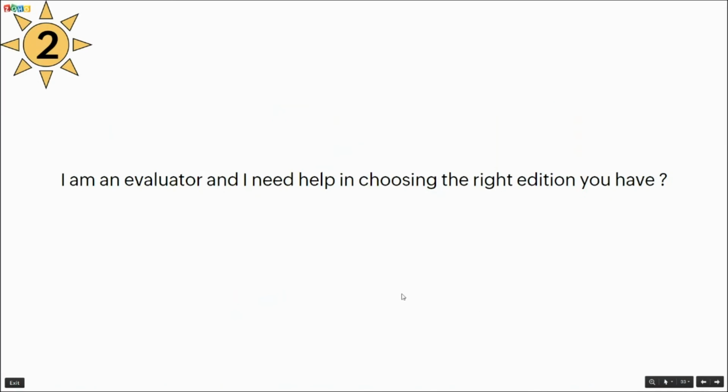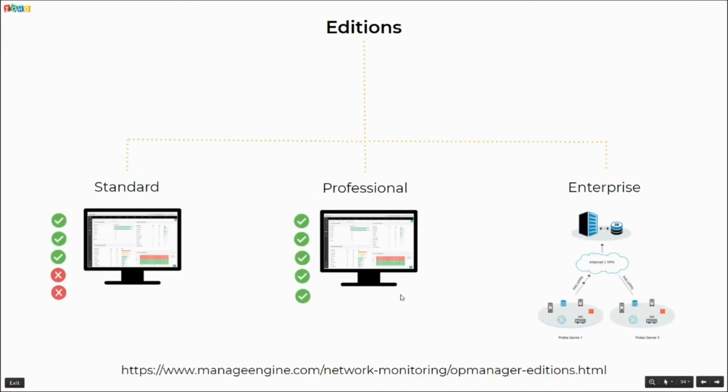Moving on to the next question. I am an evaluator and I need help in choosing the right edition which OpManager provides. In OpManager, we have three major editions, starting from Standard, which has a limited number of monitoring devices and features. The Professional, the wholesome OpManager with all the features enabled, and the Enterprise edition, which is a distributed OpManager with central and probe, which is meant for larger environments where they want to monitor multiple different devices in various different sites.